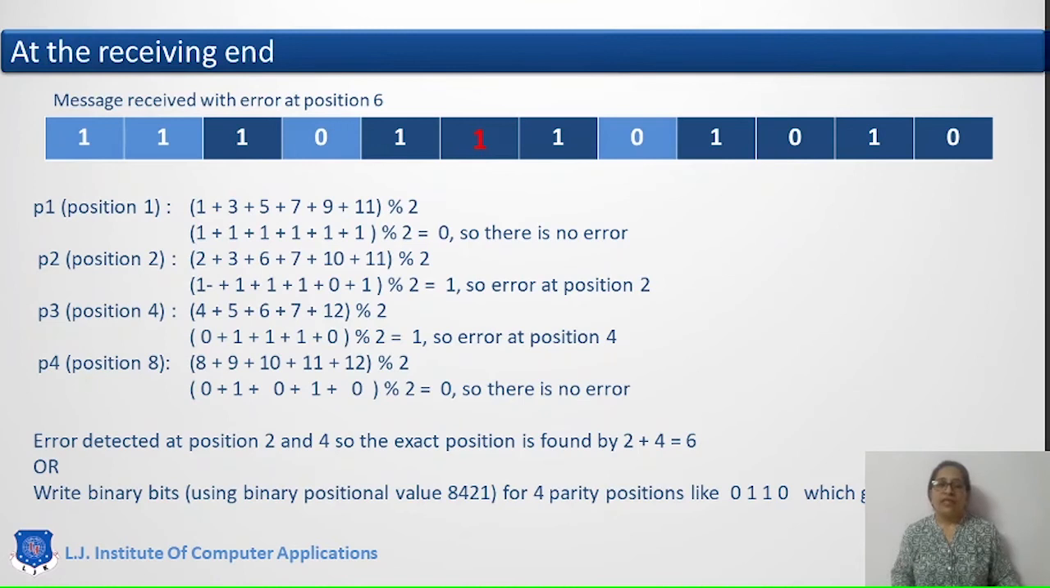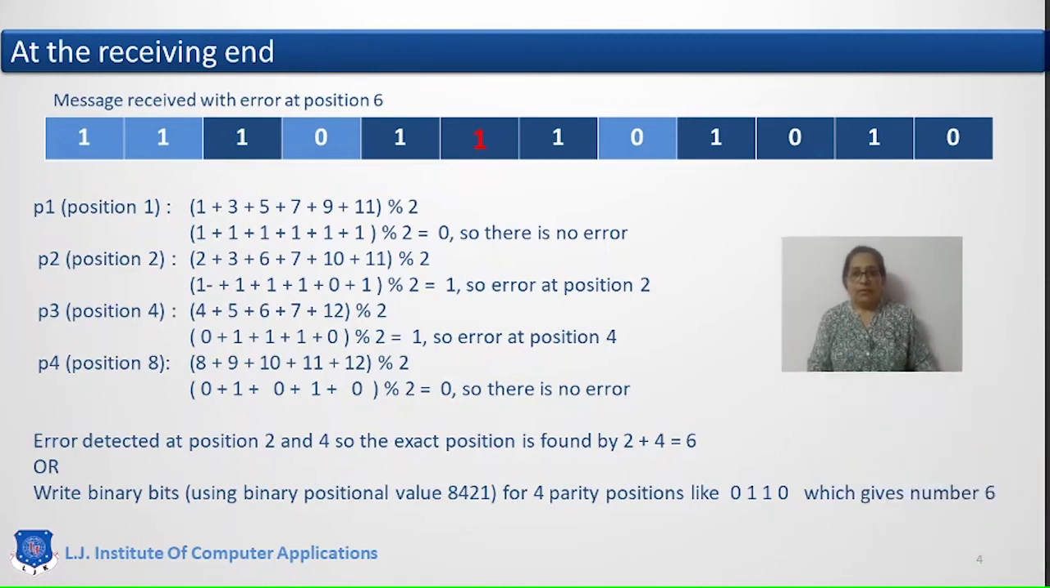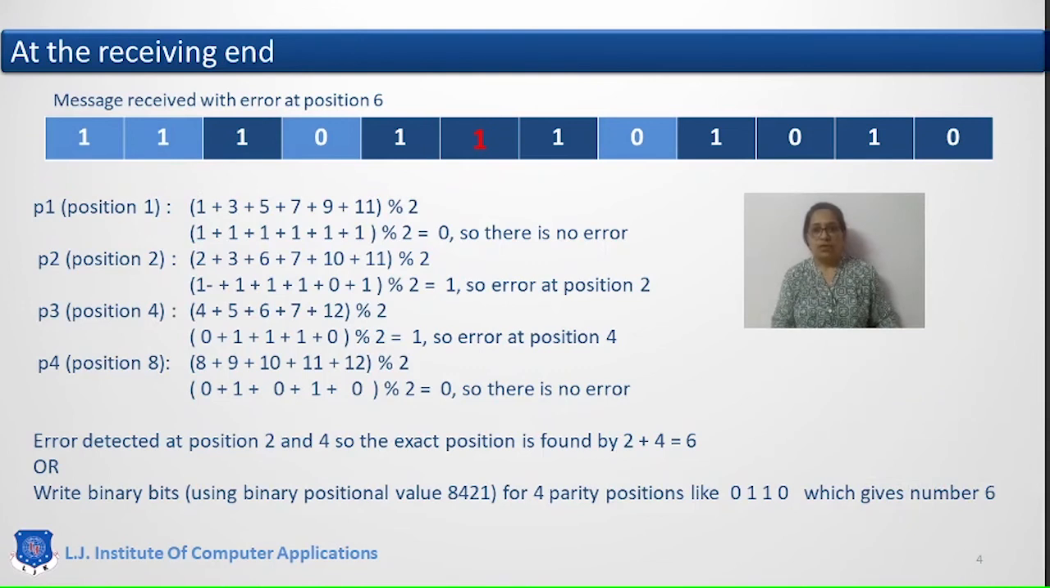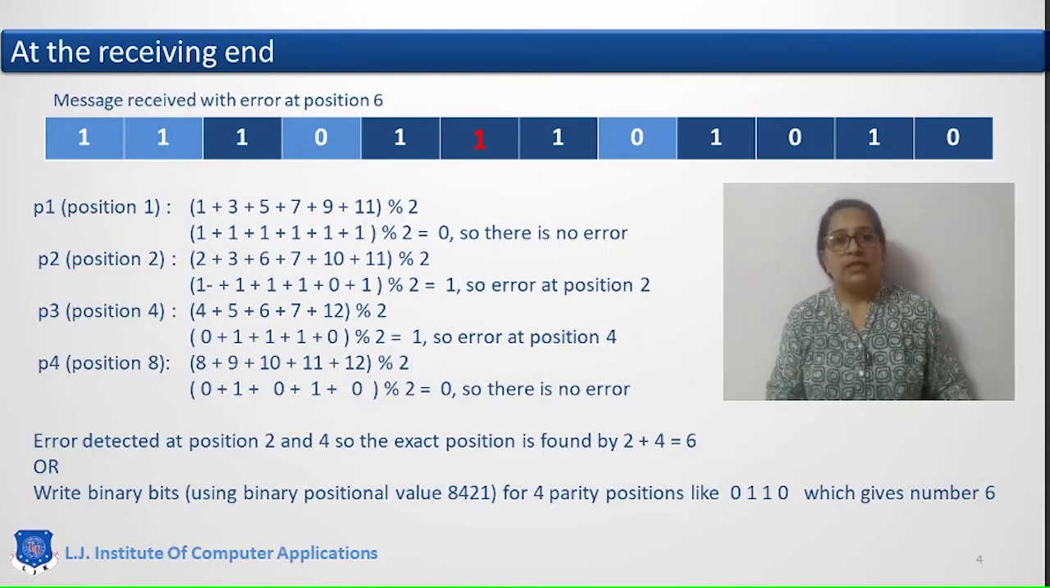Now, when this data is received by the receiving end, if there is an error, how will the receiving end be able to correct the error? So we have constructed a Hamming code and sent it, but at the receiving end, as shown in the figure, we can see there is an error at position 6. So how will this error be detected and corrected by the receiving end?